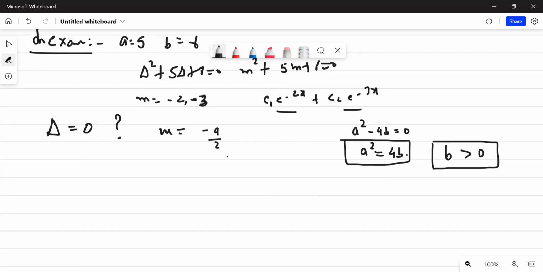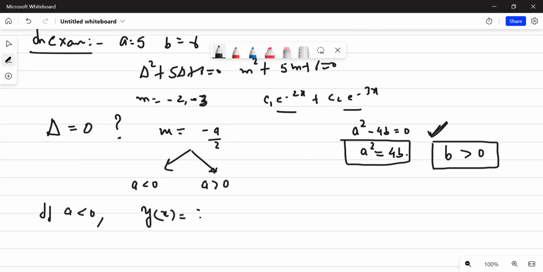Done. Now there are two cases. Either your a would be negative or a would be positive. b would be positive anyway. It is visible, b is greater than 0. There is no doubt regarding this. Is that clear or not clear? Did you understand up to here? Okay. Now first case, if a is less than 0, then what will happen? Now the solution, because the roots are equal, will be given by c1 plus c2x, e to the power minus a by 2x.